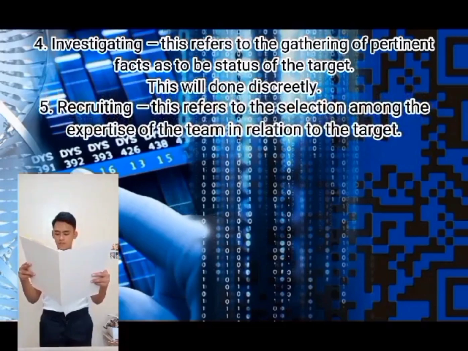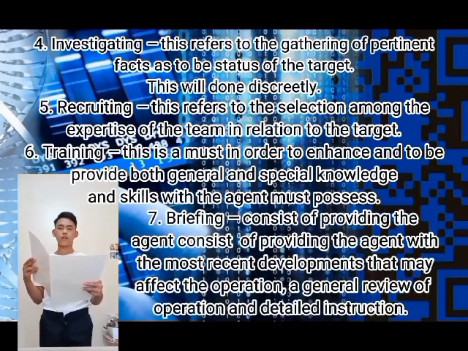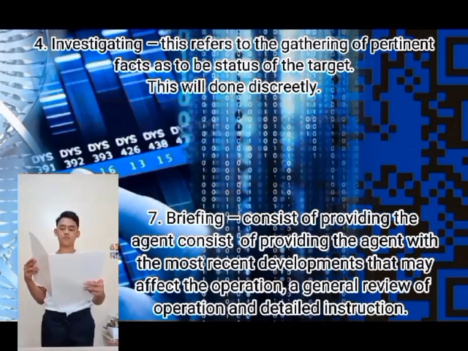5. Recruiting. This refers to the selection among the expertise of the team in relation to this target. 6. Training. This is a must in order to enhance and provide both general and special knowledge and skills that agents must possess. 7. Briefing. Consists of providing the agents with the most recent developments that may affect the operation and a general review of operational and detailed instruction.